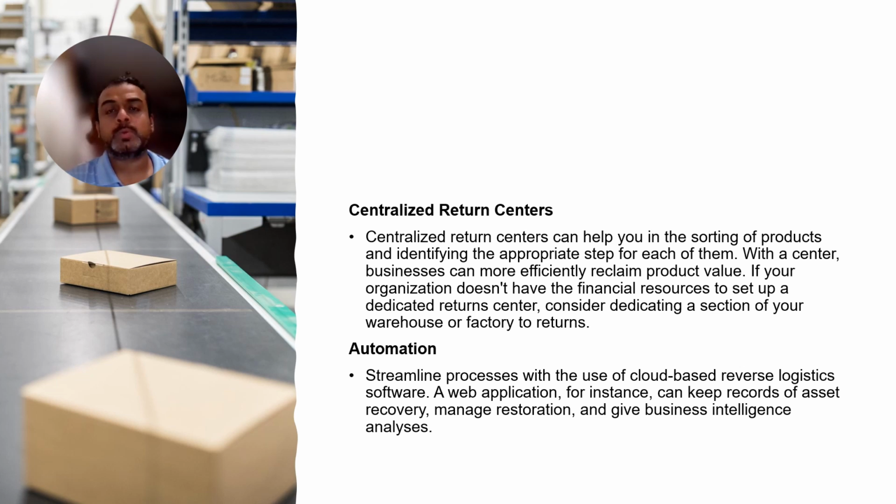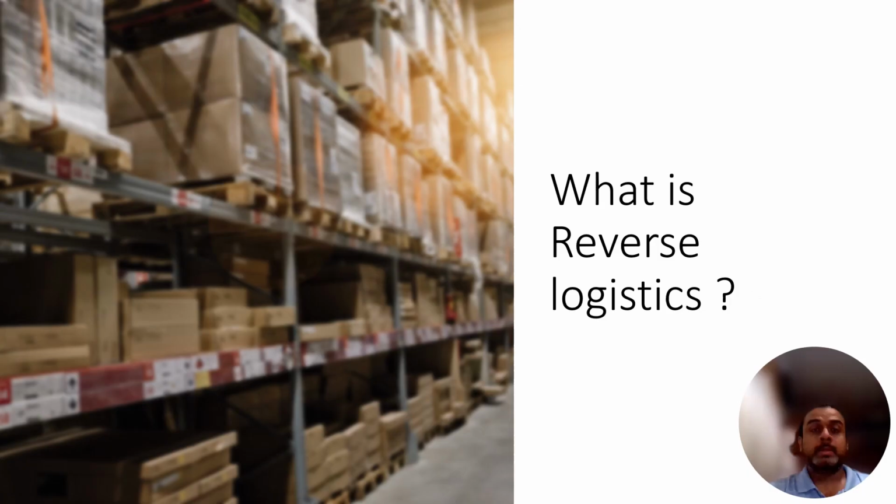Centralized return centers can help you in sorting the products and identifying the appropriate steps for each of them. With a center, a business can more efficiently reclaim product value. If your organization doesn't have the financial resources to set up a dedicated return center, consider dedicating a section of your warehouse or factory for returns. So we can use our warehouse, we can use our head office for a similar purpose as well. Automation means streamlining the process with the use of cloud-based reverse logistics software. A web application, for instance, can keep records of assets, recovery, manage restoration, and give business intelligence analysis.